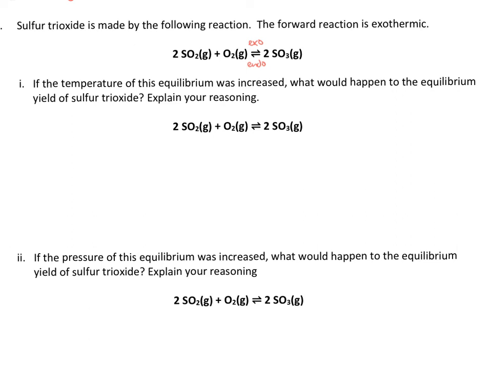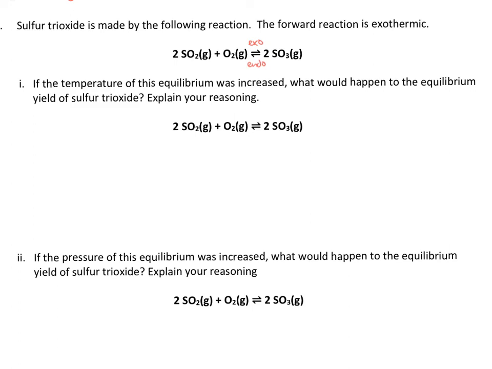Okay, so the temperature's increased, and we know the system seeks to oppose that change, that increase in temperature, so it seeks to decrease the temperature. So it's going to favour the endothermic direction, and the endothermic direction in this reaction is from right to left. So we're going to shift the position to the left in this example, which means we are going to have less sulfur trioxide at equilibrium. There's going to be a lower yield.